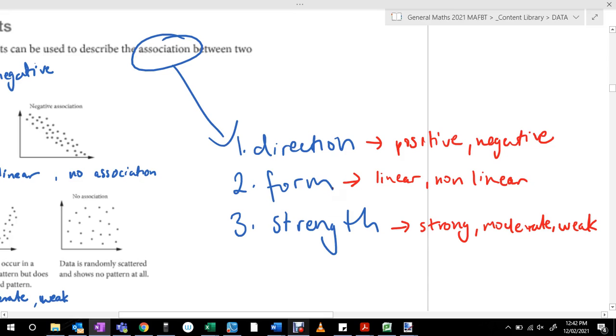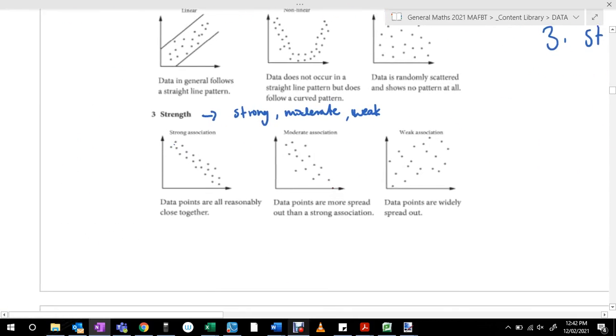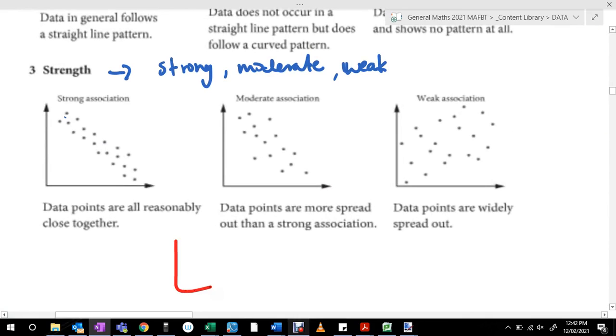So if a scatter plot looks really random, let me just give you an example. If it looks like this and it asks you to describe the association, no association. You can just say no association if it just looks random.